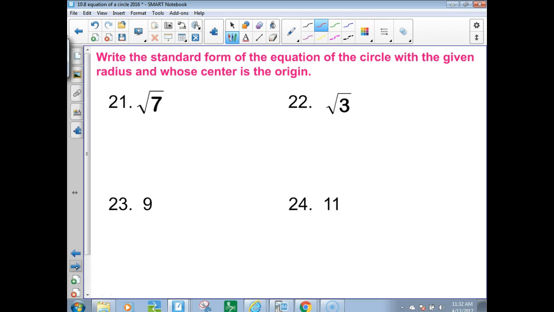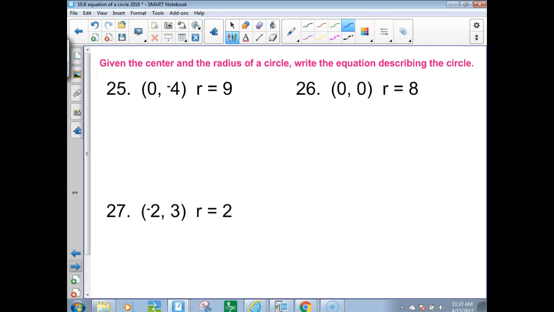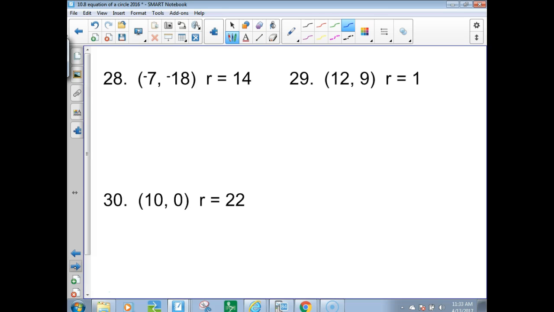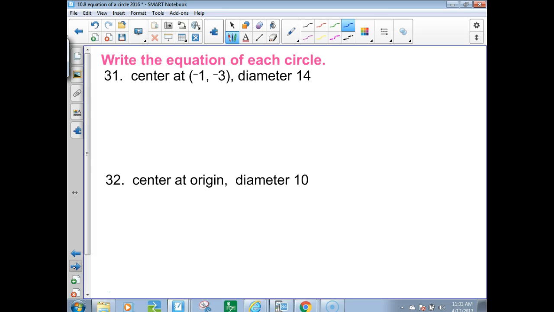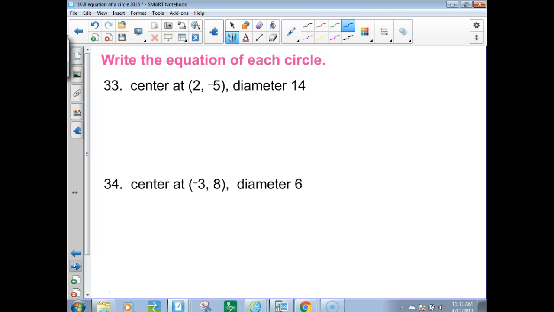All right, it's time for you to practice. These are where I want you to start on your own. These are in this format because their center is the origin. This section, you will be using the x minus h quantity squared plus y minus k quantity squared equals r squared. That will continue through 30 and 31 and 32, etc.